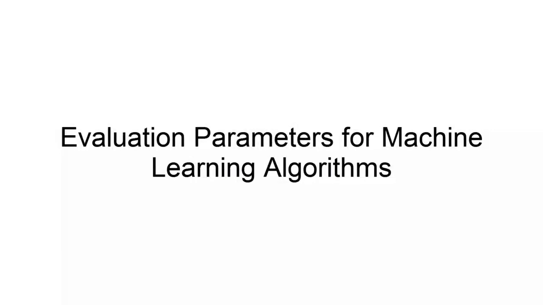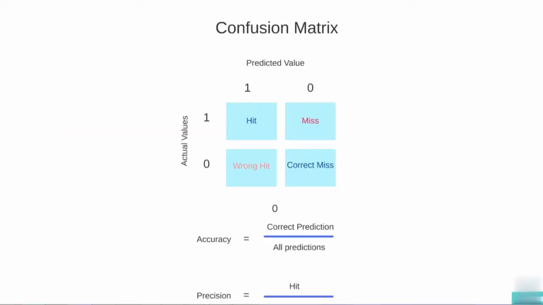Let's take a look at some of the evaluation parameters used by IBM Watson. So let's start with the confusion matrix. This is basically a way to categorize the combination of predicted and actual values. So what it means is, given the actual value, how did the algorithm perform in predicting them?